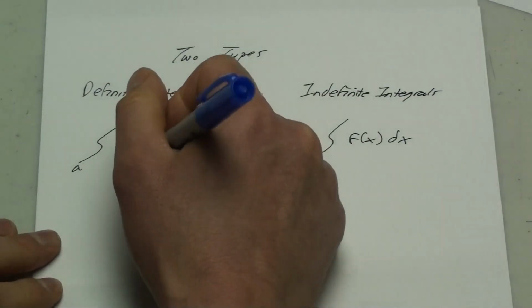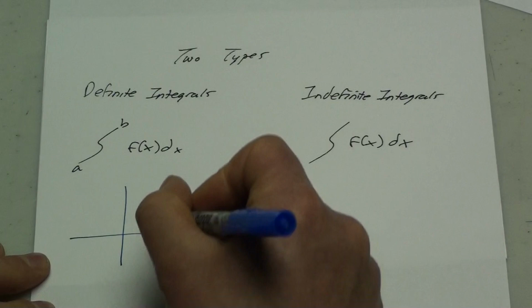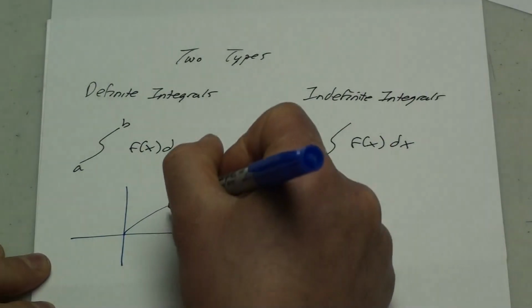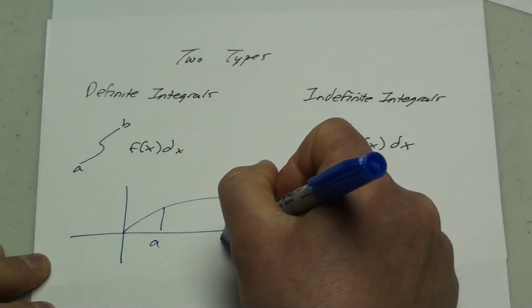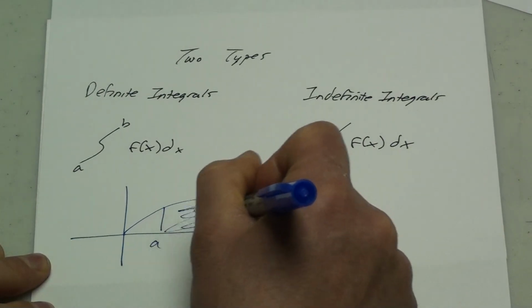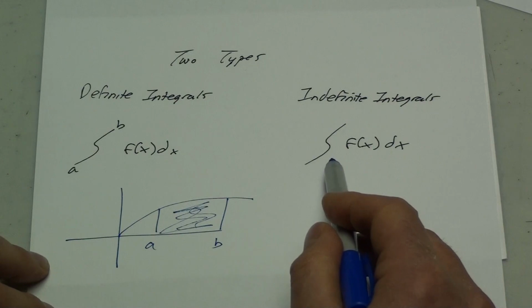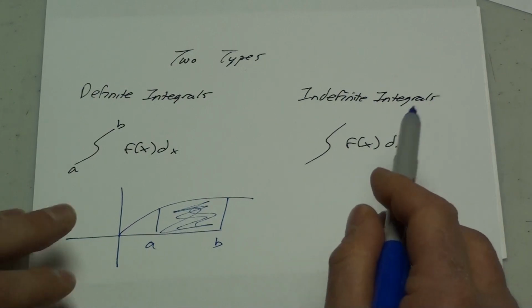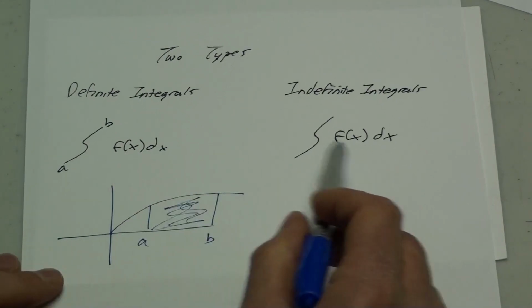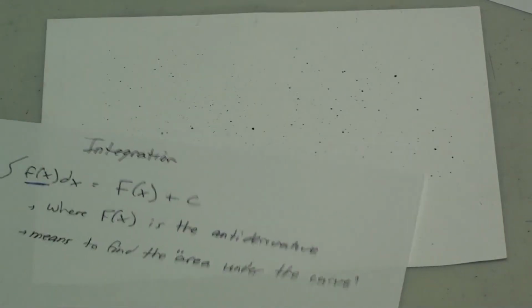So you're finding the area under the curve. Okay, I have a curve here, but I'm finding the area only going from A to B. I'm just finding that area under the curve within that interval. The indefinite integrals do not have those intervals. Okay, so I'll do an example of either type of integration.